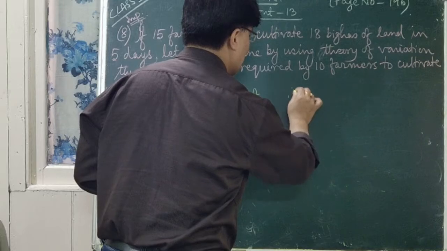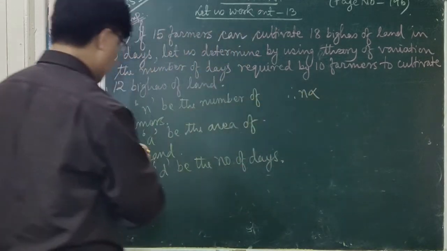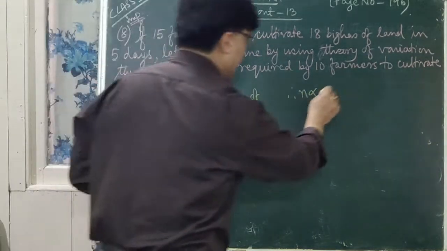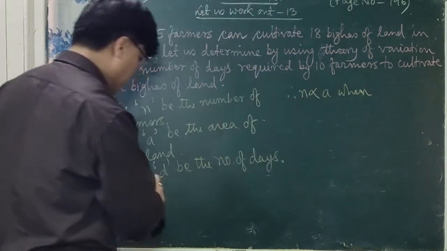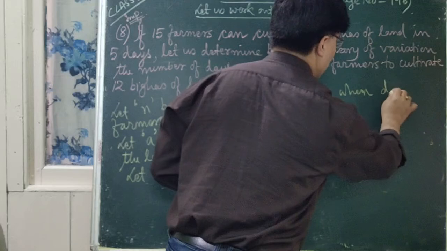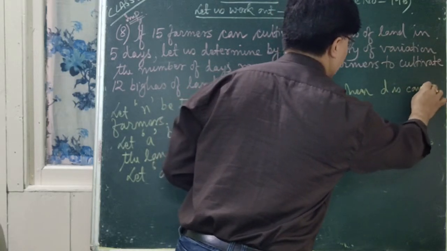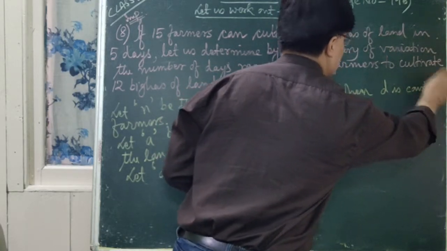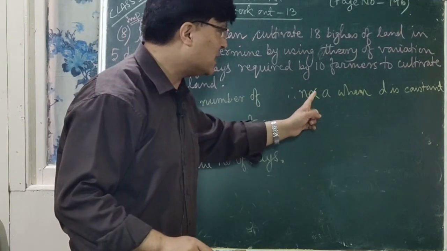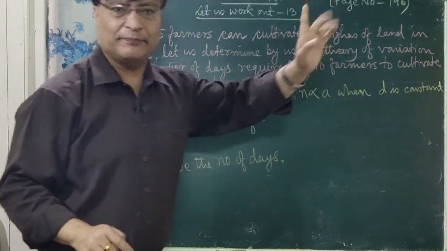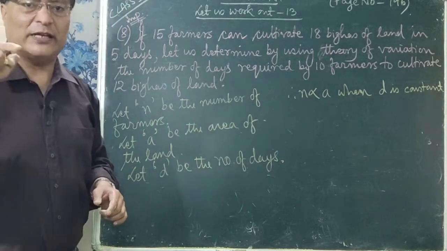So in this case therefore N is proportional to A when number of days D is constant. When D is constant. Is that clear to all of you? That is, N is in direct variation with A.